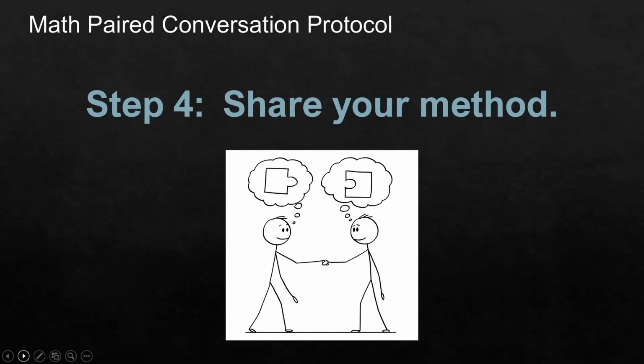Partner B, you do not get to say yes or no or right or wrong or whether you like it or not. Now is just your time to understand what partner A was thinking. When you are finished, you switch roles. Now partner B is sharing and partner A is listening to understand, clarifying questions only. And they take their turns to share.